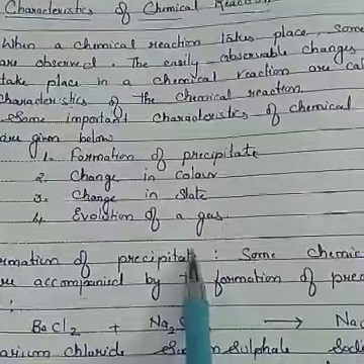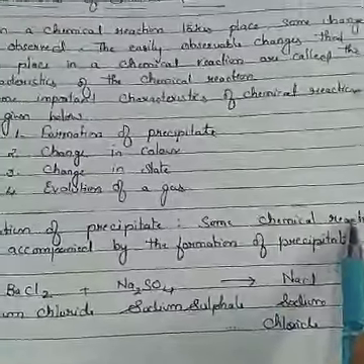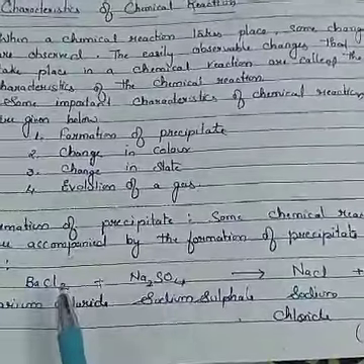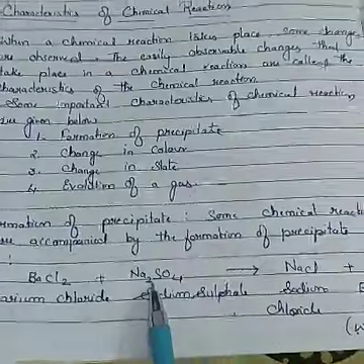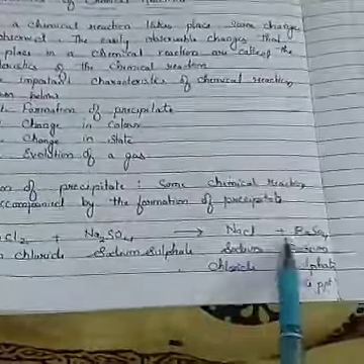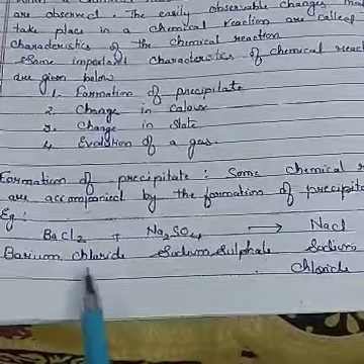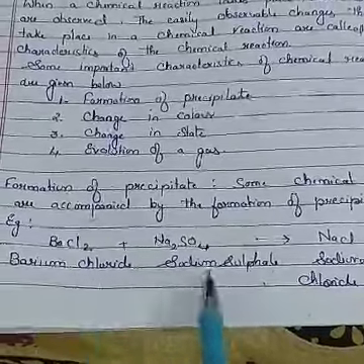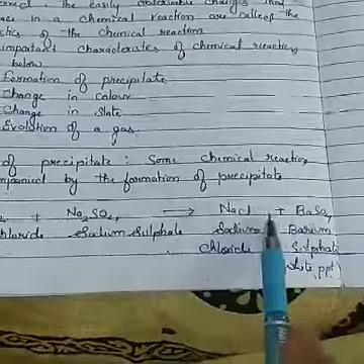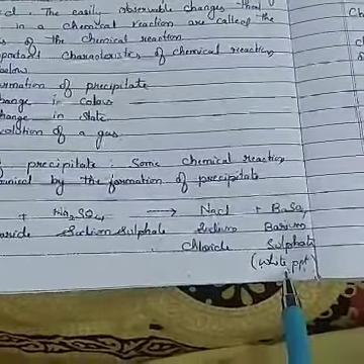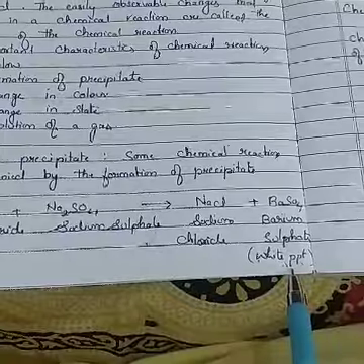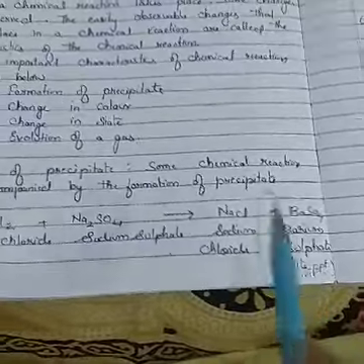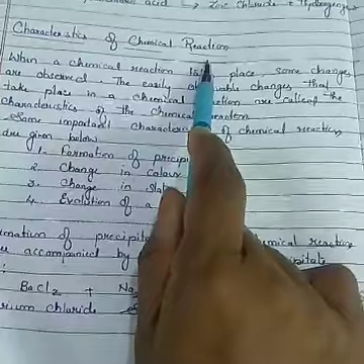Formation of precipitate. Some chemical reactions are accompanied by the formation of precipitate, like BaCl2 and Na2SO4 giving rise to NaCl and BaSO4, that is, barium chloride and sodium sulfate. The reaction between barium chloride and sodium sulfate leads to the formation of barium sulfate and sodium chloride. Barium sulfate is a white precipitate formed in the reaction. So, if a precipitate is formed in a reaction, then we can say that a chemical reaction has taken place.